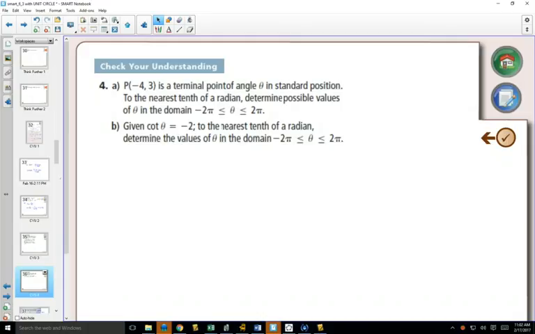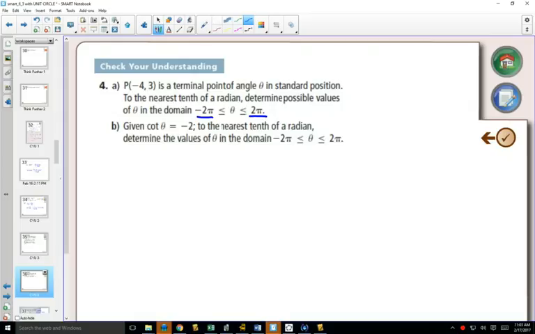The only difference is instead of saying from -360 degrees to 360 degrees, we now have -2 pi to 2 pi. So the question is the same, it just wants our answers in radians. But because our answers are in radians and it's something that we're not as familiar with, it makes this a little bit harder. So we start the same way that we did before.